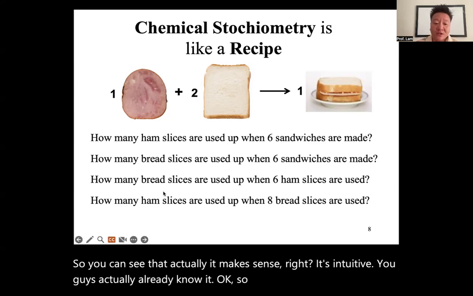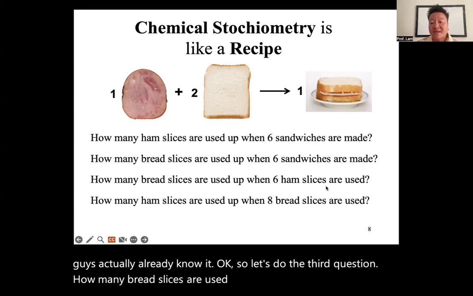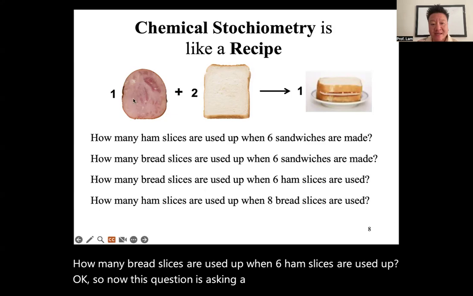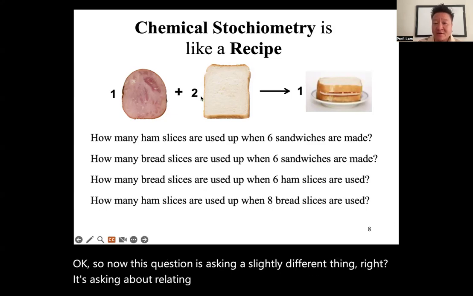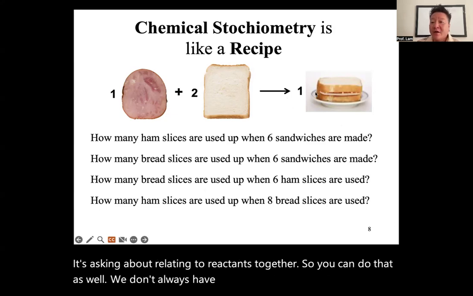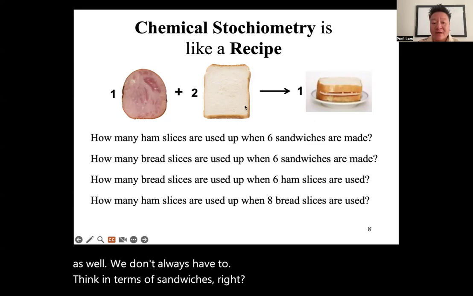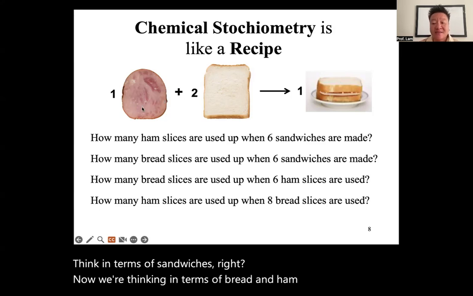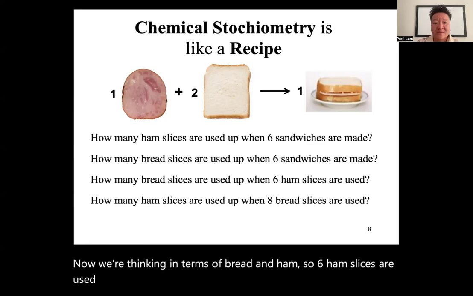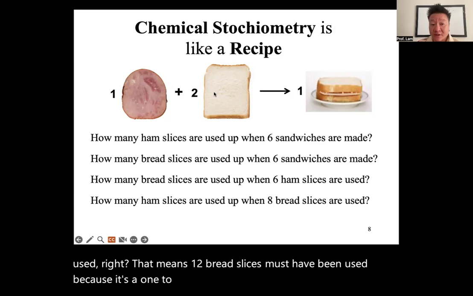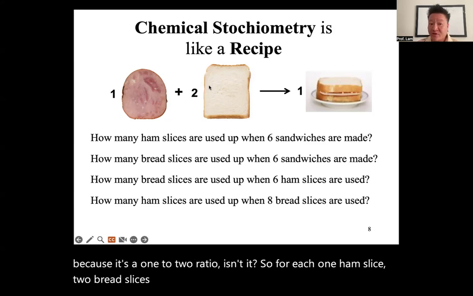Okay, so let's do the third question. How many bread slices are used up when 6 ham slices are used up? Okay, so now this question is asking a slightly different thing, right? It's asking about relating 2 reactants together. So you can do that as well. We don't always have to think in terms of sandwiches, right? Now we're thinking in terms of bread and ham. So if 6 ham slices are used, that means 12 bread slices must have been used because it's a 1 to 2 ratio, isn't it? So for each 1 ham slice, 2 bread slices are used. So if you use 6 ham slices, you use 12 bread slices, right?